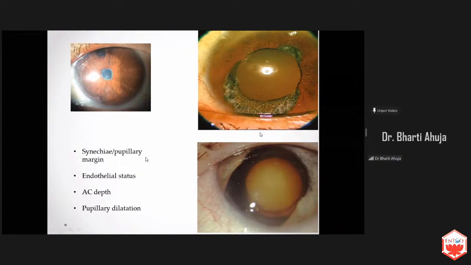The same issues: the presence of synechiae, we have to assess preoperatively because during surgery we need to release all those adhesions to have a good pupillary dilatation. Endothelial status needs to be assessed because the endothelium most of the time is compromised in these eyes. So again, we have to take care of the endothelium. Obviously, the depth of the AC, if it is narrow, the working space will be less for a beginner surgeon.